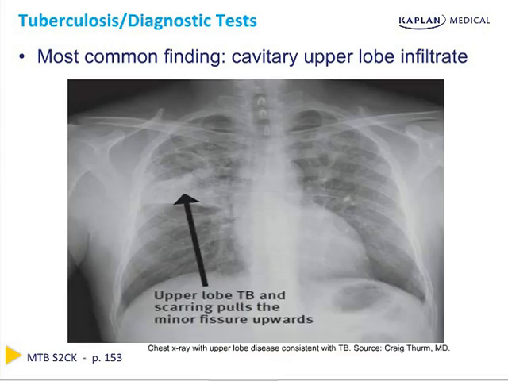Here's a good example. Here you see upper lobe tuberculosis and some scarring that's pulling the minor fissure upwards. The scarring is from the initial infection which initially healed. The cavity is from reactivation that's probably causing the patient's current symptoms.